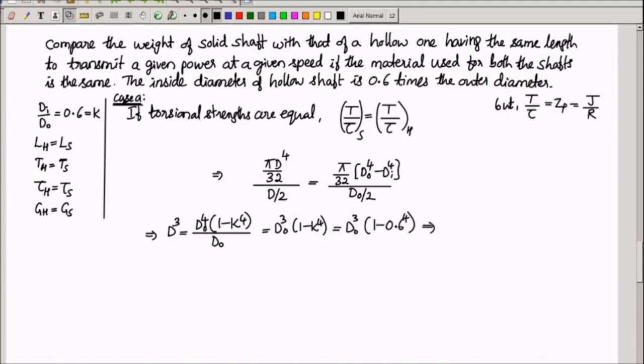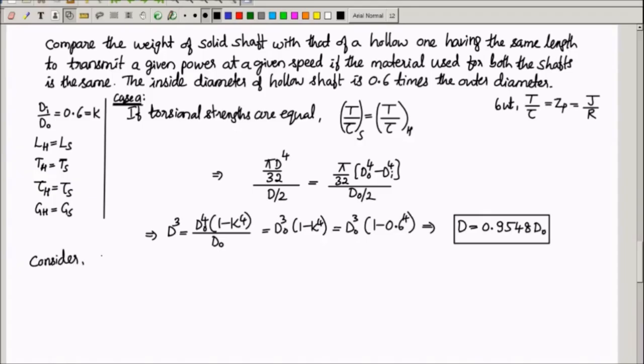So this gives you the relationship between the diameter of the solid shaft and the outer diameter of the hollow shaft. So this will be 1 minus 0.6 power 4. If you calculate, it comes out to be 0.9548 d naught. Now we'll consider the weight, compare the weights.